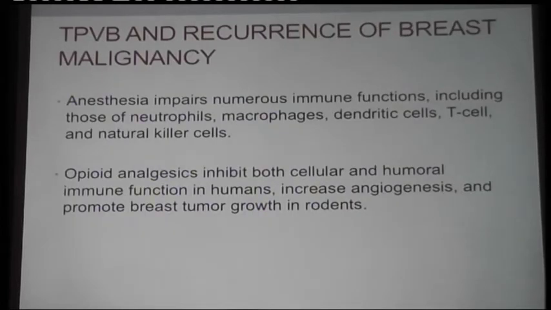There is another important study which shows that thoracic paravertebral block is associated with reduced recurrence of breast malignancy. How? Because anesthesia and opioids impair the cellular and humoral immune response. So if you give a thoracic paravertebral block, you will require fewer opioids and less anesthesia, so there are fewer chances of breast malignancy recurrence. A phase three trial is going on, and the results are positive.